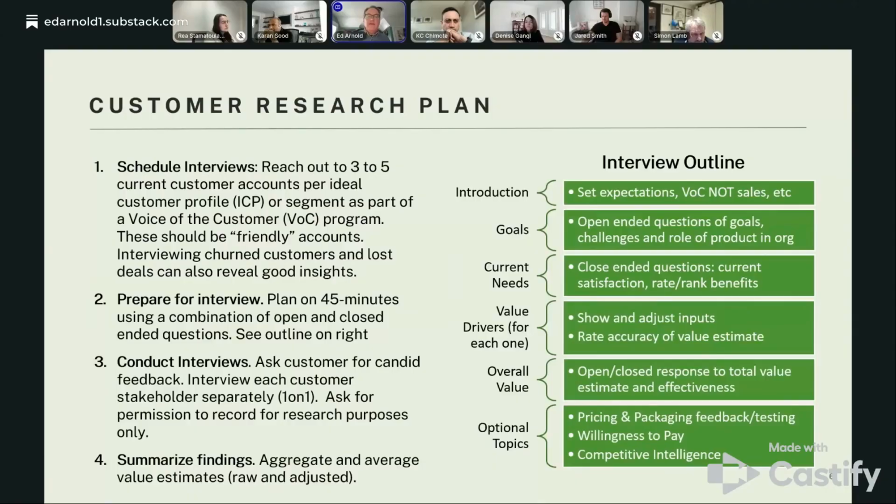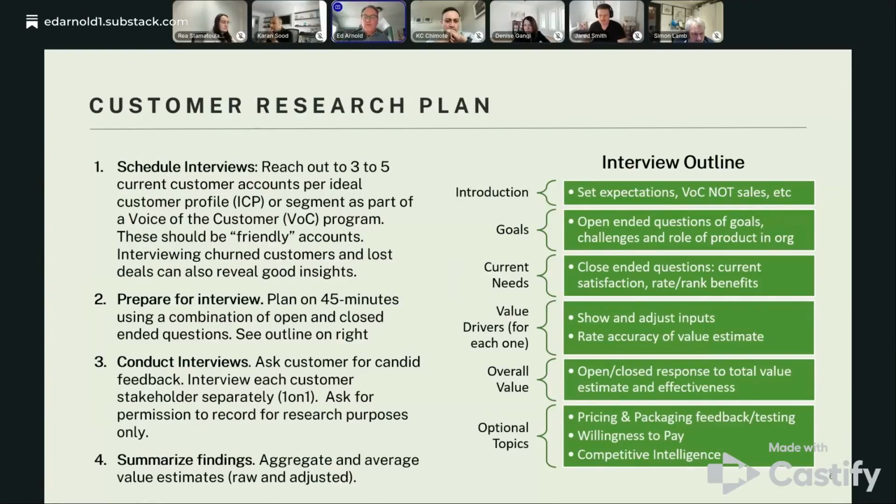Let's hire Ed to talk value to them, and then we could sell them. No, don't do that, please. That's not how you do this. You want to look at your best customers, right? So usually what I would do is you look for 3 to 5 current customers per ICP or segment.